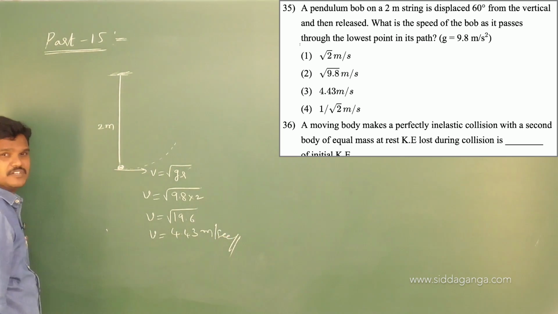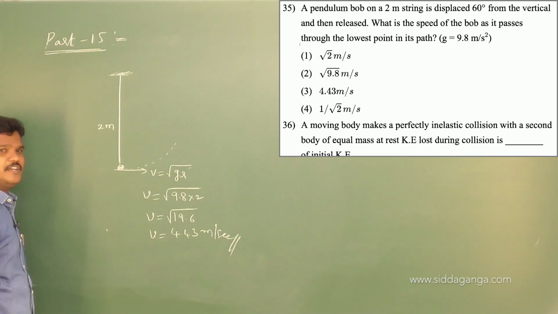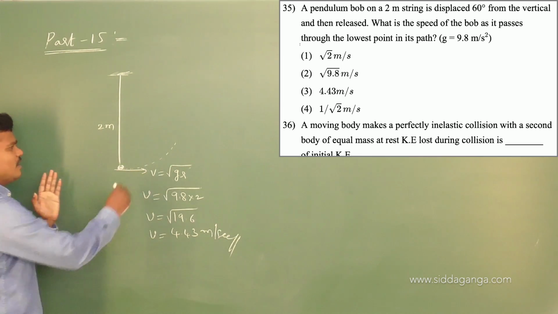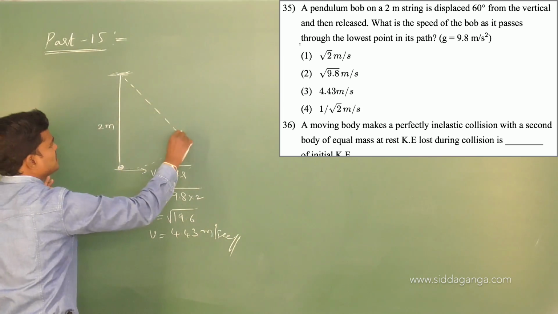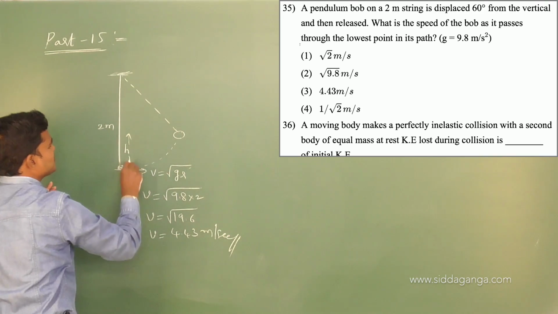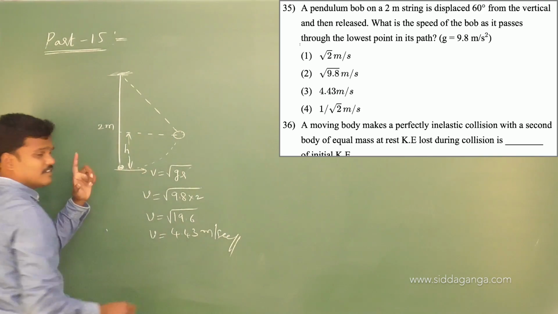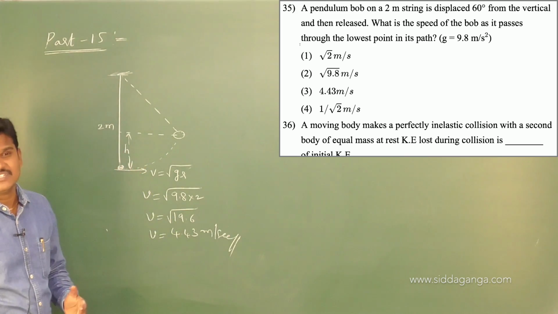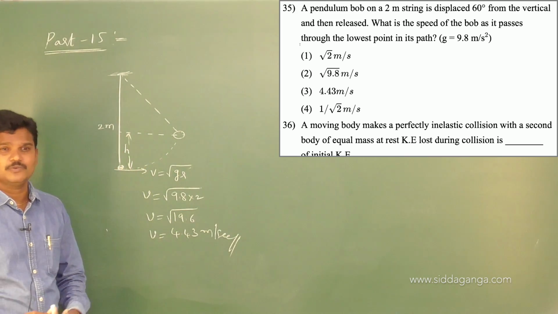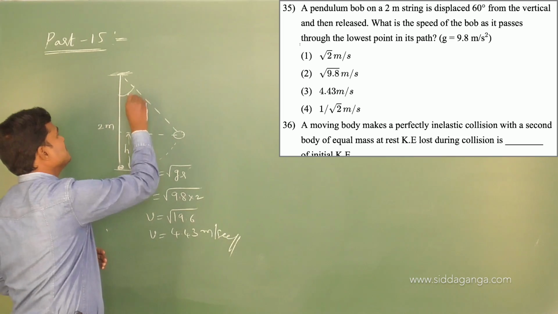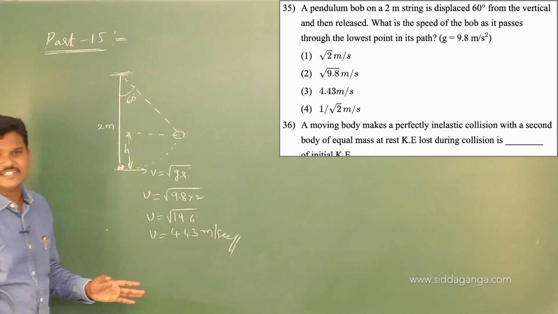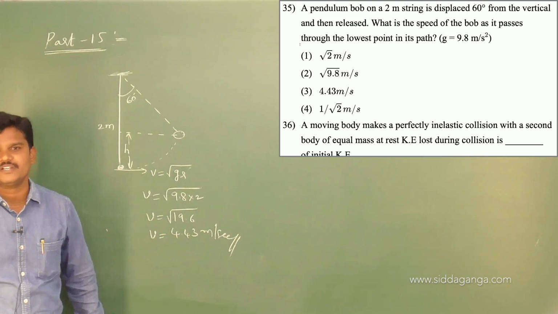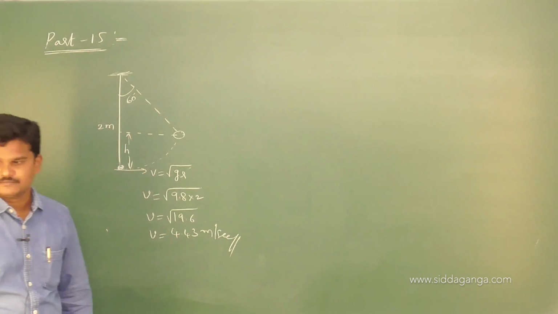See, I am using the shortcut again. V is equal to root gr. If you want, again I will use the work energy theorem. After some instant of time, the pendulum will reach here, so it will cover some height h. The same story was covered in concepts. What is h? H is equal to L into 1 minus cos theta. Again you have to substitute the L value and the cos theta value. Cos theta is mentioned as 60 degrees. No need of all these things. At the end you will get V is equal to root gr. You will get 4.43 meter per second.